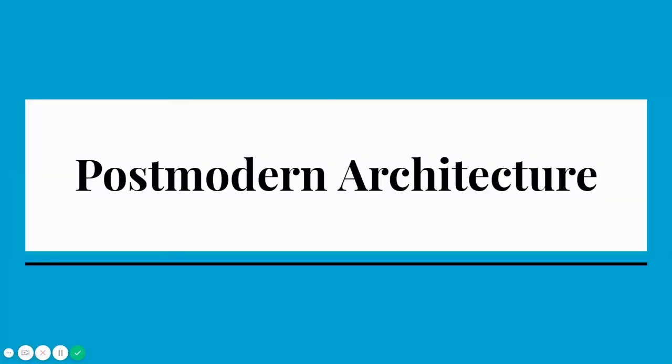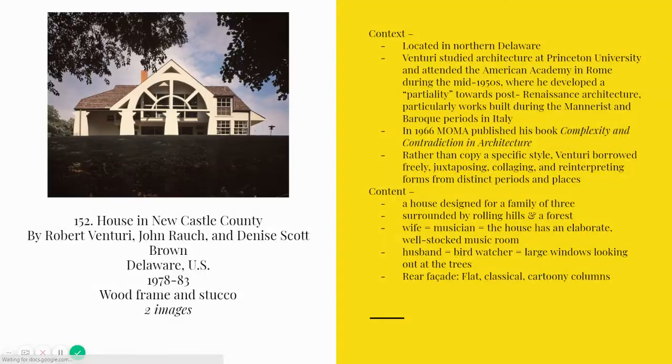Okay, so now we're getting into that last style and our last image for postmodern architecture. And that brings us to image 152. This is titled The House in New Castle County. It's by Robert Venturi, a collaboration headed by Robert Venturi, with John Rauch and Denise Scott Brown. It is located in Delaware. This was constructed between 1978 and 1983. So we talked about that time period for postmodernism, which really flourished in the 80s. We have wood frame and stucco.